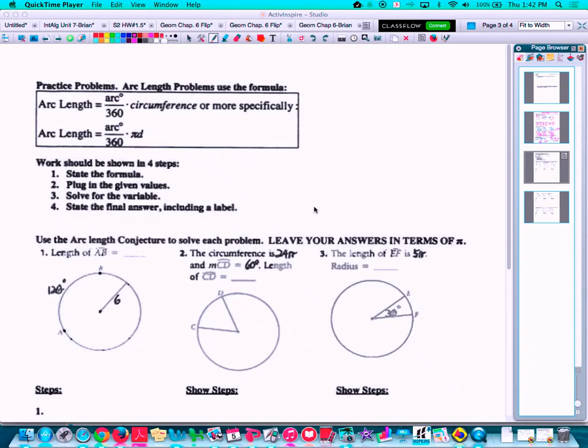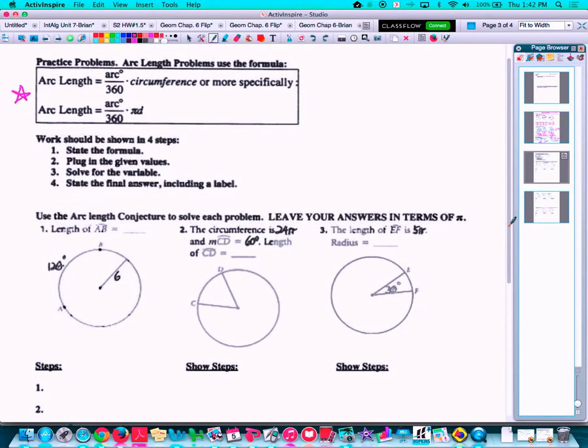Now let's do some practice problems related to arc length. Up on the top here, we've got our formula again. Arc length is the arc measure out of 360, in other words, the fraction of the circle times the circumference. So it's the fraction of the circumference.